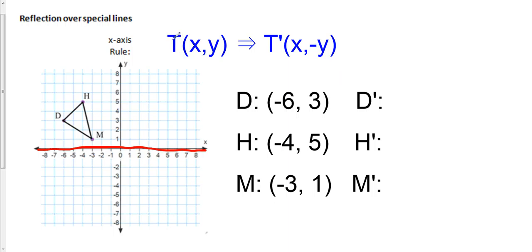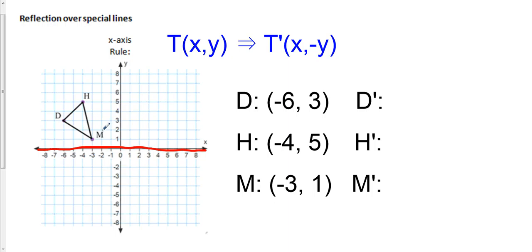T, meaning we're about to do a transformation. The original was at (x, y). That's what we call our points. They're always (x, y). Now it becomes T prime. So this means that the image then would become, well, the x stays the same. All of these x values are still going to be the exact same. But whatever was your y value is now negative y. So take this y value and just make it negative. That's how you would change it.